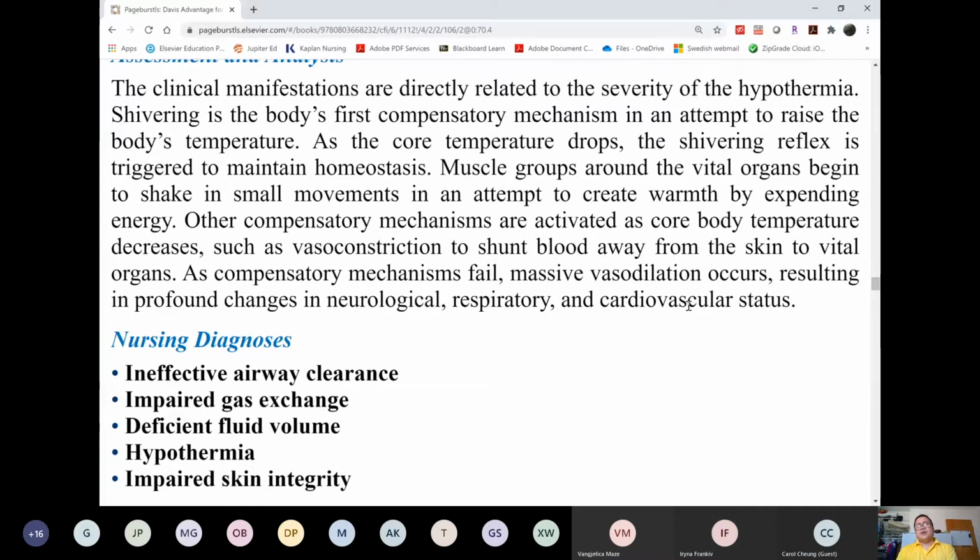So the temperature, by the way, we're monitoring here must be core temperature. So you'll have to insert a rectal probe because we cannot rely on the oral or the tympanic temperatures here, or worse, axillary. So it has to be the rectal temperature for accurate monitoring of the patient's core temperature.